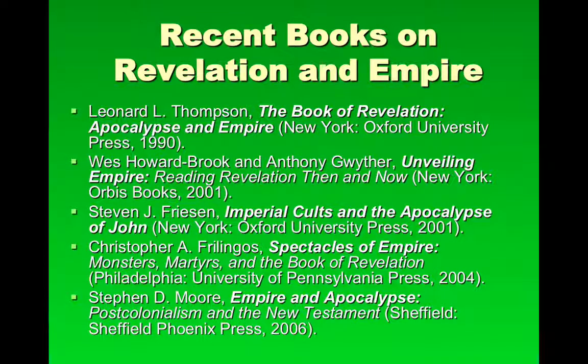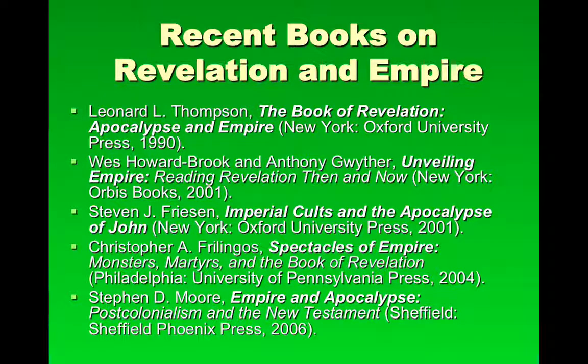Here, I mixed up the order of my slides a little, but here are some books that would be what you might say preterist in their orientation. There is Leonard Thompson's book, The Book of Revelation: Apocalypse and Empire. There is another book here, Unveiling Empire: Reading Revelation Then and Now. There is Stephen Friesen's very competent and very influential book, Imperial Cults and the Apocalypse of John. And there is Christopher Frilingos, Spectacles of Empire: Monsters, Martyrs, and the Book of Revelation.